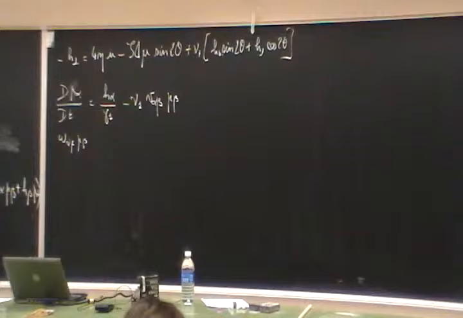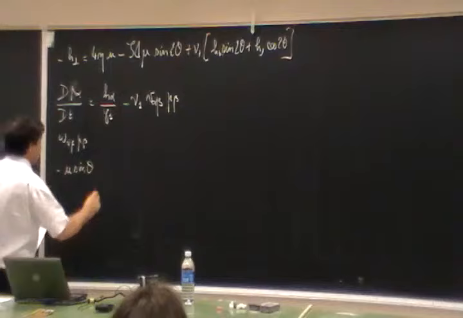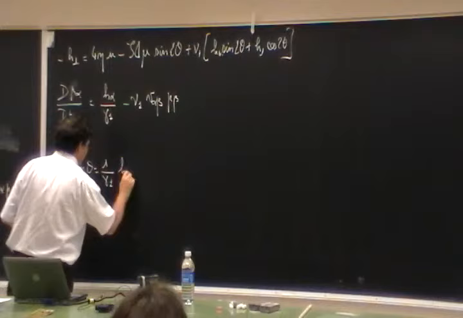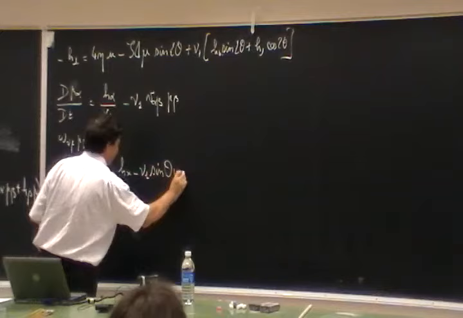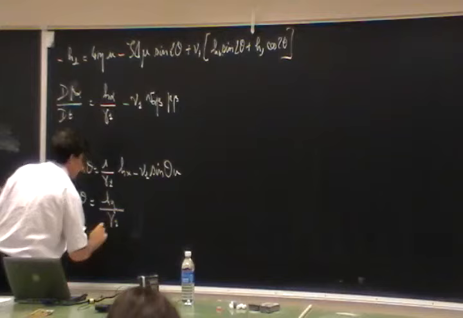Now, if you do it carefully, what you get is two equations: minus u sine theta, one over gamma 1 h x, minus mu 1 sine theta, two u cosine theta, equals h y over gamma 1, minus mu 1.